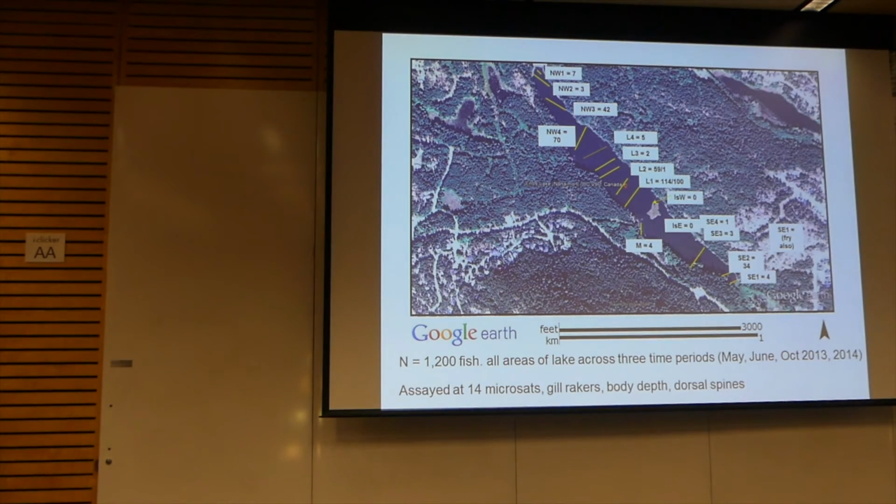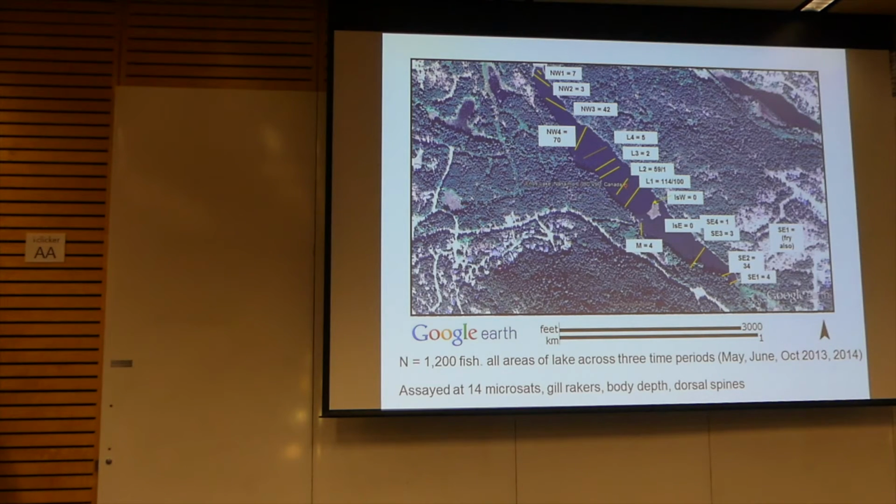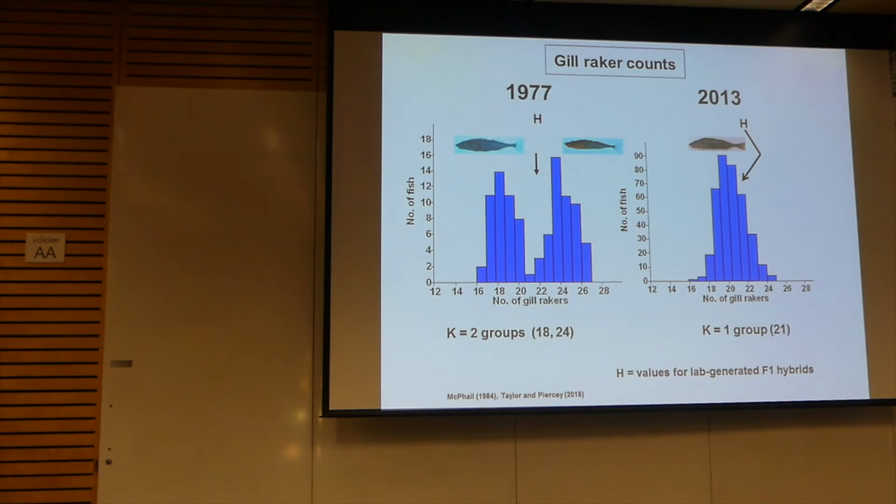So we sampled the lake extensively over 2 years. The yellow lines are the transects. Over 1,200 fish were sampled across 3 different seasons, different life history stages across 2 years, setting traps in the bottom, setting traps in the littoral zone, setting traps suspended from buoys to try and sample the limnetic zone. And the gill rakers, to me, really say it all.